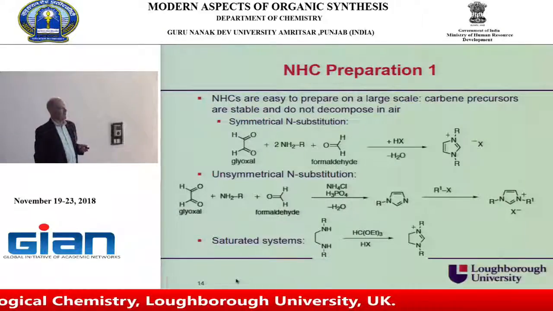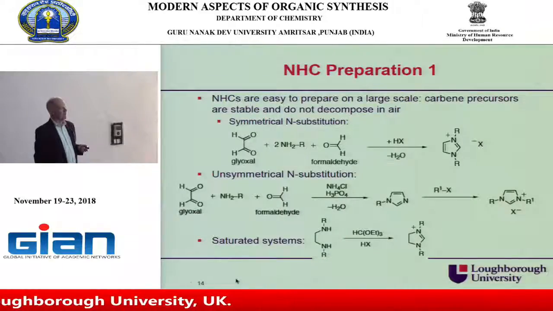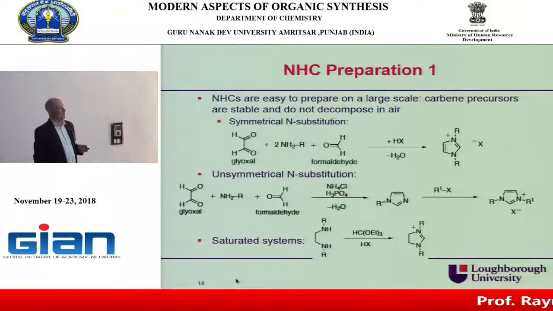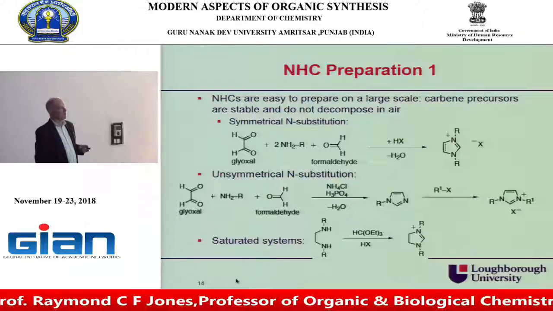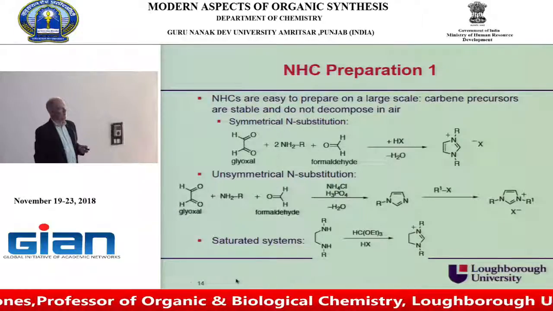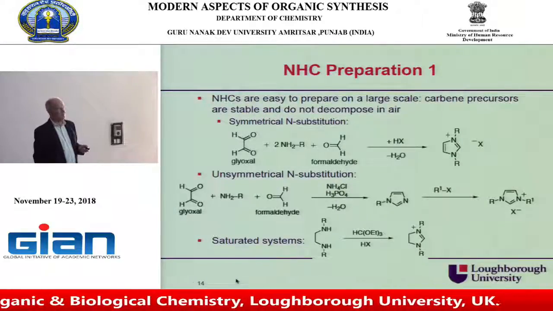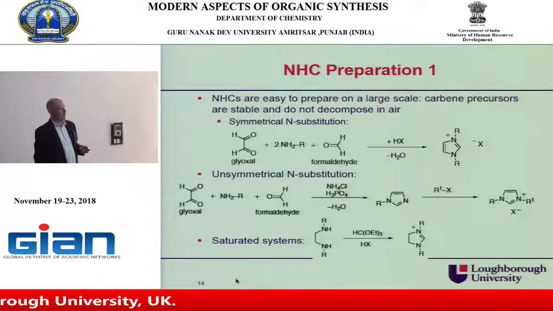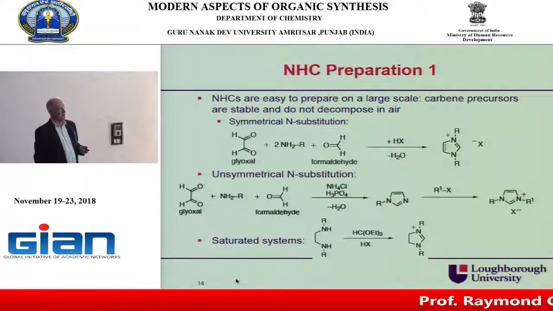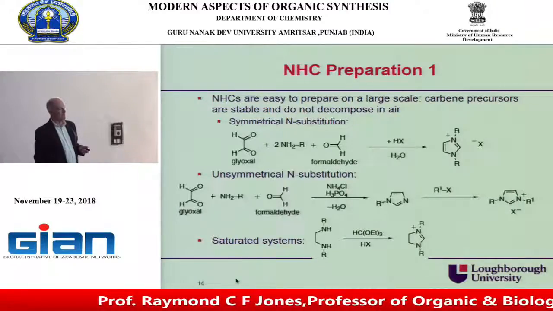If you want different substitutions on the two nitrogens, you would take glyoxal again, formaldehyde, methanal, and one equivalent of primary amine. That would give you the N-substituted imidazoline heterocycle, but then if you want a different R group, you would use that to alkylate the nitrogen lone pair.